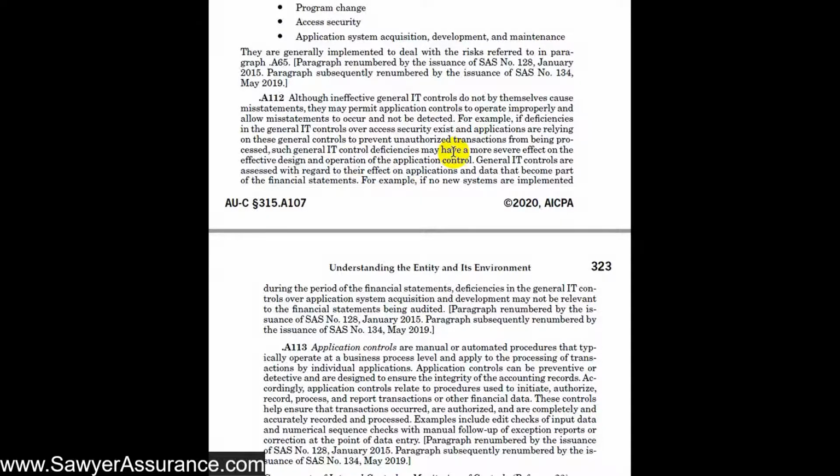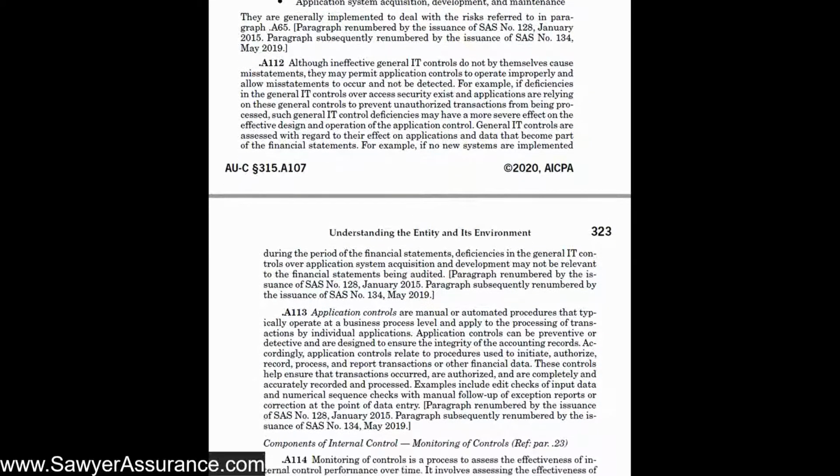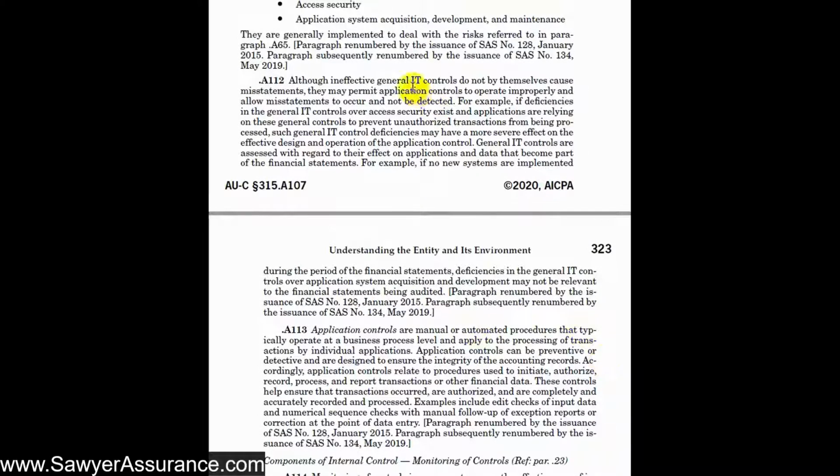So therefore, we need to look at the general IT controls in conjunction with the applications and data that go into the financial statements. For example, if no new systems are implemented during the period of the financial statements, then deficiencies in the general IT controls over application systems acquisition and development may not be relevant to the financial statements being audited, because everything would be going the same as it was before, and there wouldn't be a risk of new systems causing change. And so that was the general IT controls.